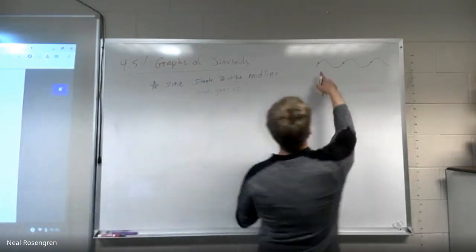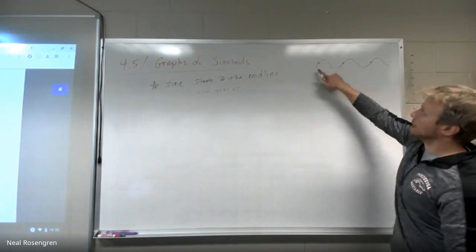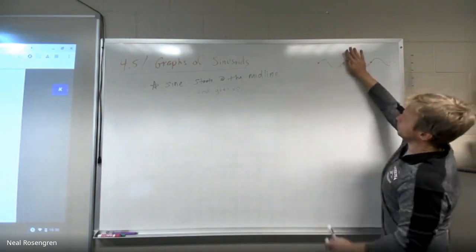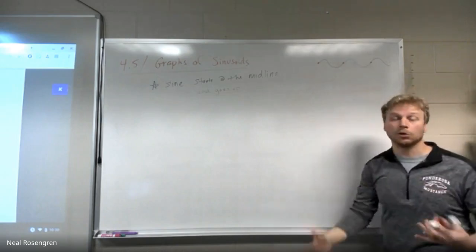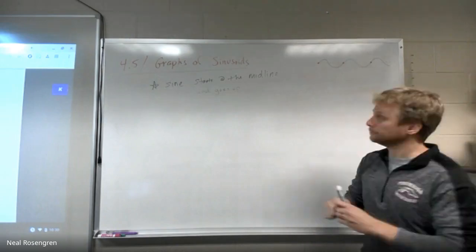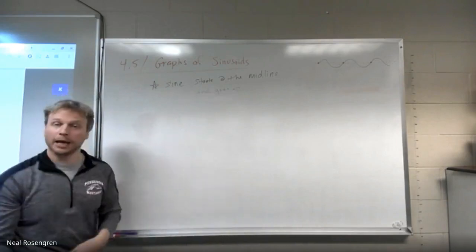And you can see that between these starting points, if I get rid of this and cover up the rest of that, there's one perfect full cycle of sine, okay? Sine starts at the midline and goes up.